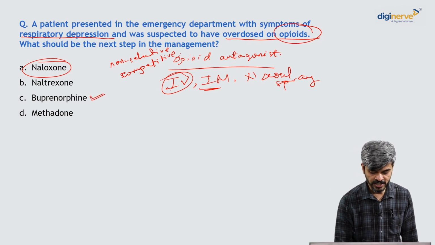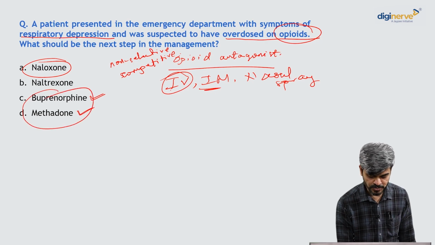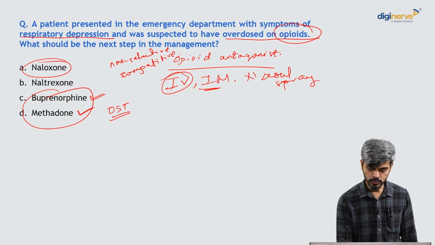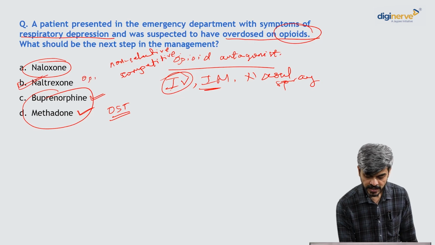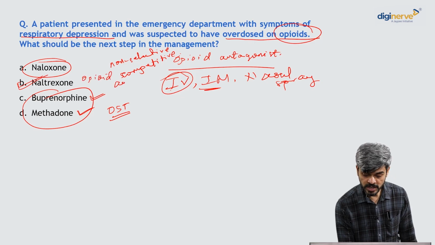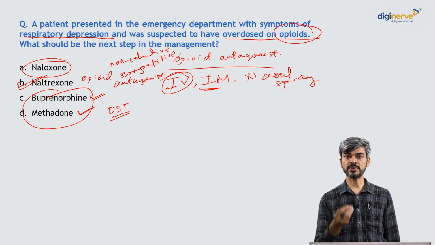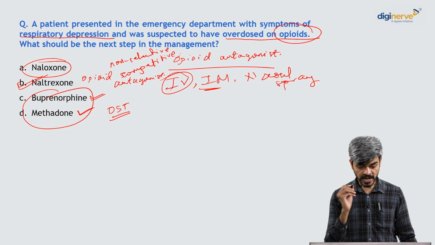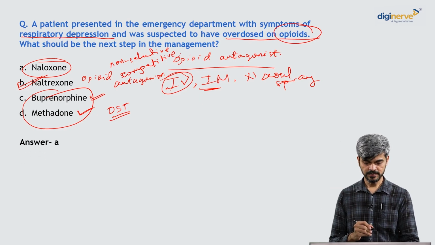Buprenorphine is a partial agonist. Methadone is an opioid agonist. These are used in opioid substitution therapy, OST, for relapse prevention. Naltrexone is an opioid antagonist, but it cannot work as rapidly as naloxone, and naltrexone is usually an oral formulation. In a person who is in respiratory depression, you cannot think of giving an oral tablet. So a naloxone preloaded syringe is used in this patient. So the answer is A.